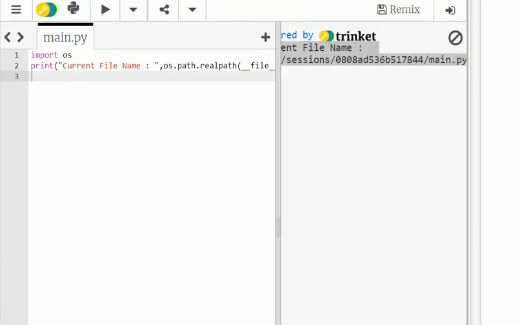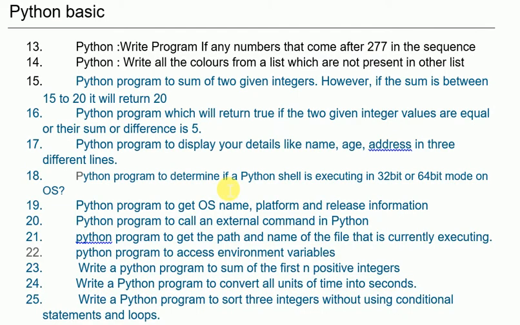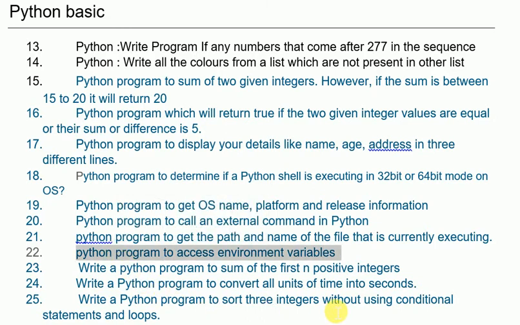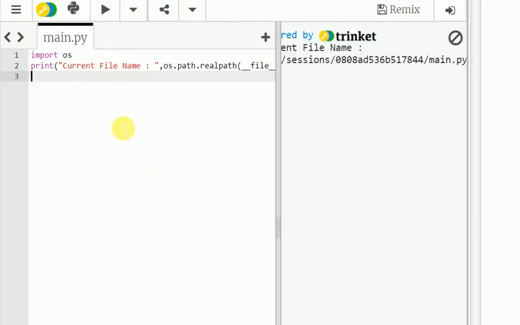So now we will go to the second program. Write a Python program to get the path and name. That is done. So now we are going to the 22nd: write a Python program to access the environment variable. So see what we need to do. Same, we need to import os and print star and dash dash dash. That is, we are just giving some separation of the things we are going to do.